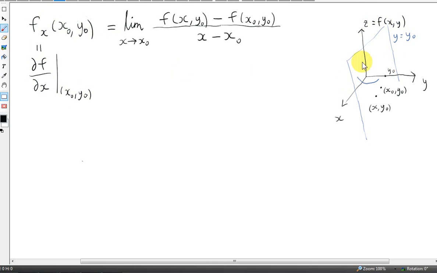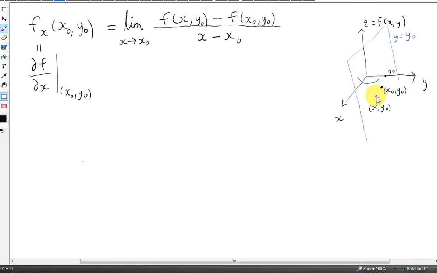That's going to be some surface, of course, but what we will consider is a cross section of the surface with the plane y equals y0. That's a plane that's parallel to the xz plane and passes through y0 on the y-axis. In particular, of course, it'll pass through the point with coordinates x0, y0. So we're interested in getting the slope of the surface at this point, but we want the slope of the surface in the x direction.